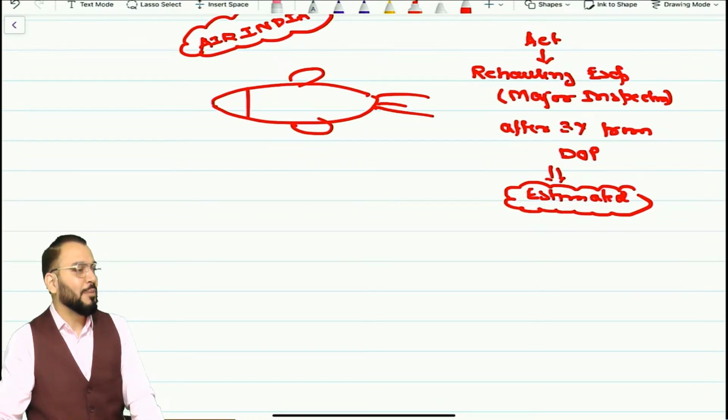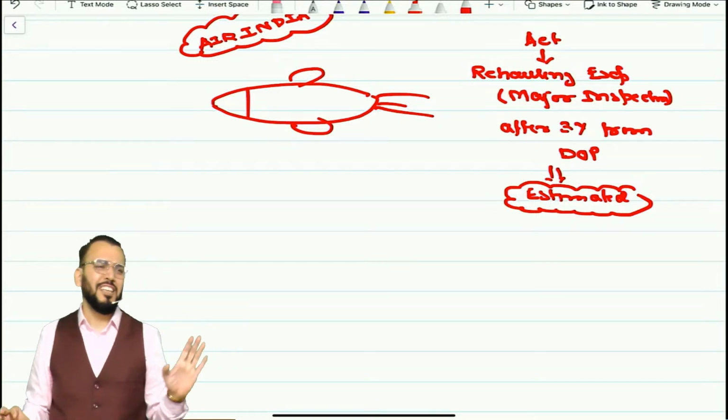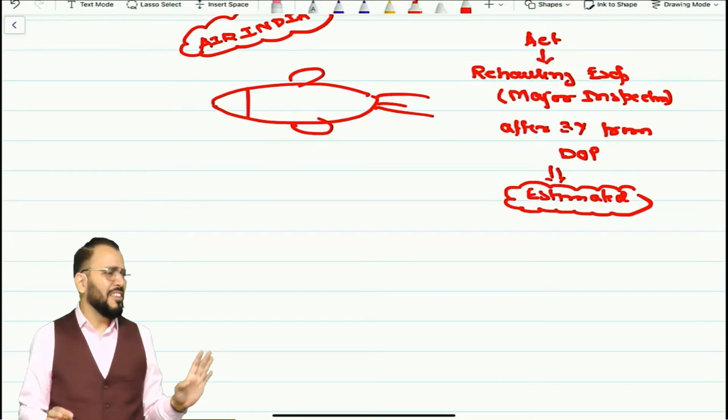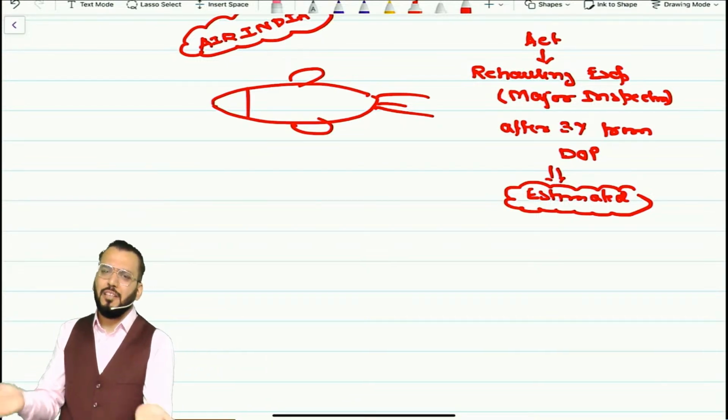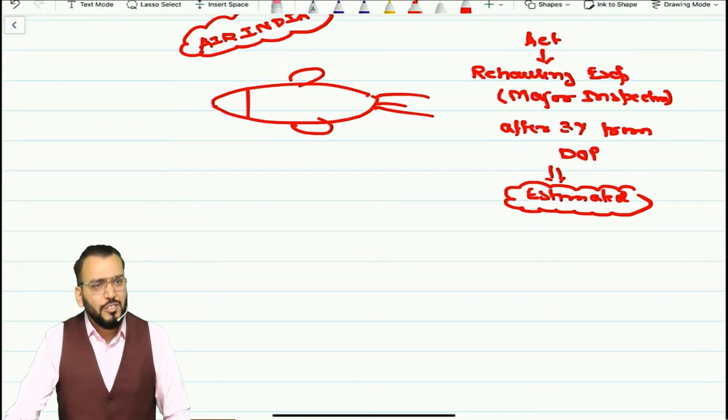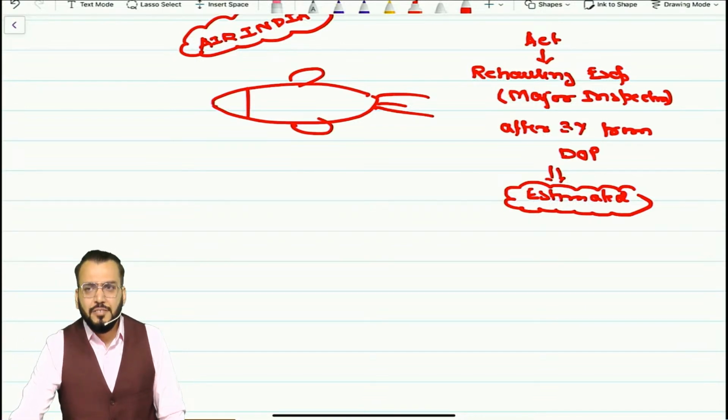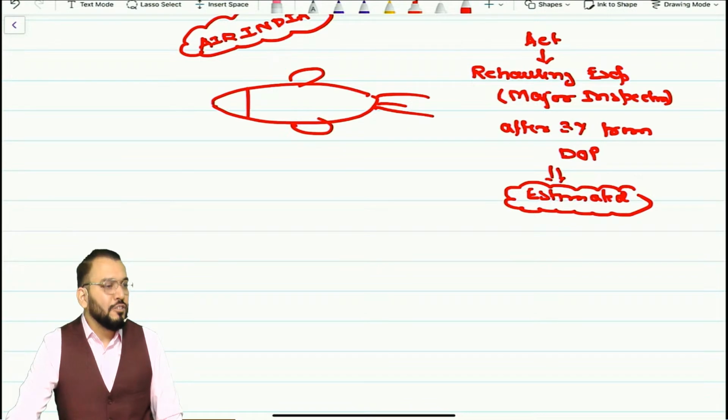Now apply whatever we have discussed. Forget about CA Inter, that is the past now. Now apply whatever we have done. Whether a provision should be created or should not be created. How many are saying yes? How many are saying no? So those who are saying no, who will explain?